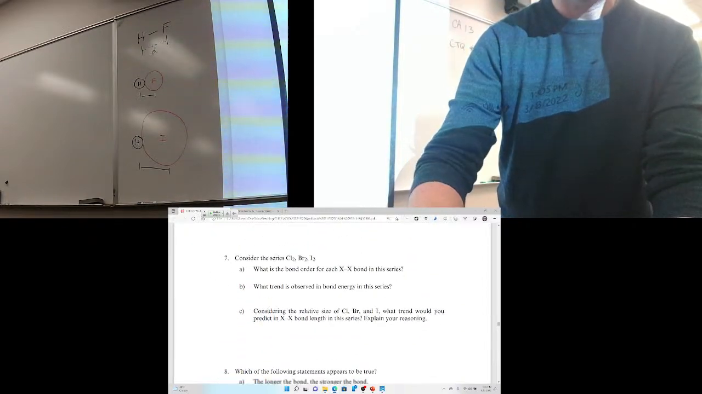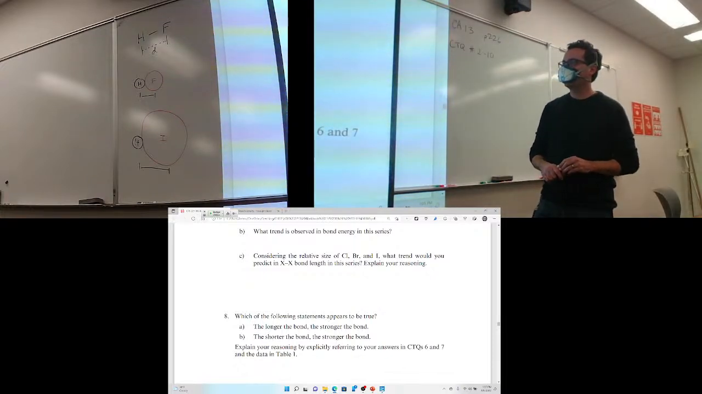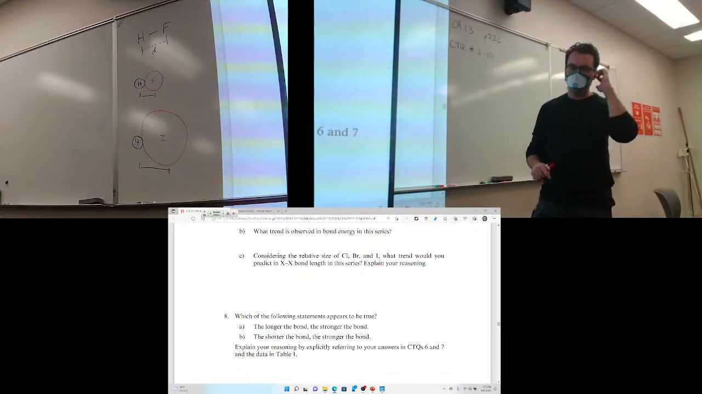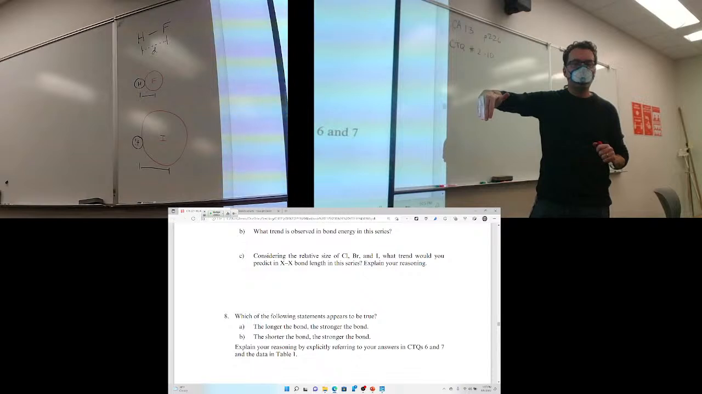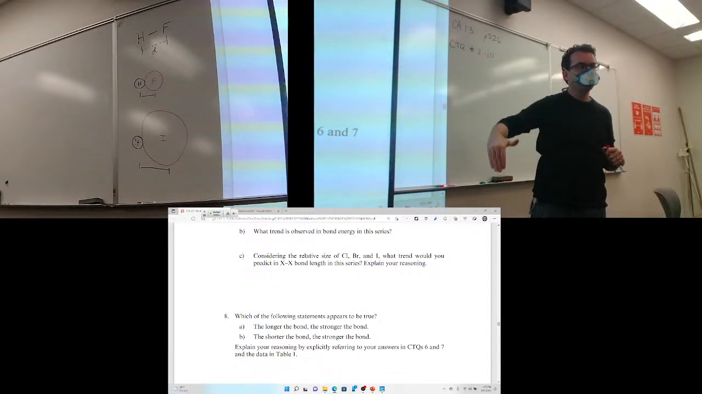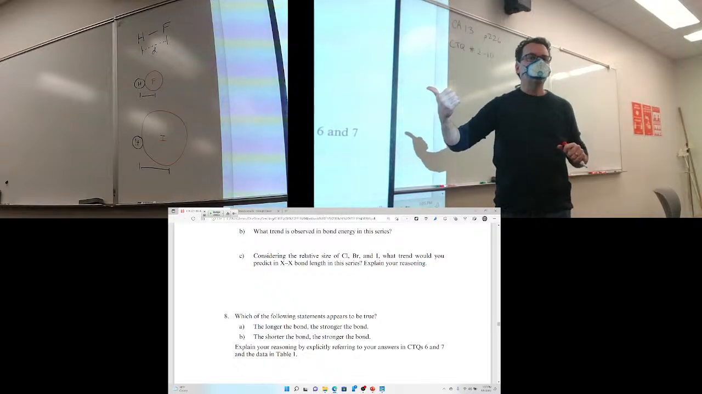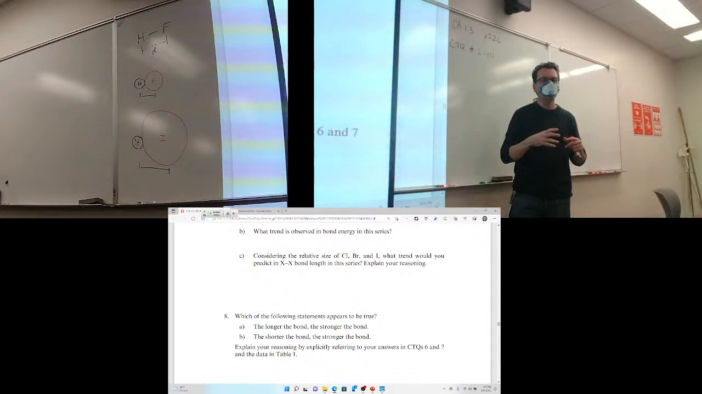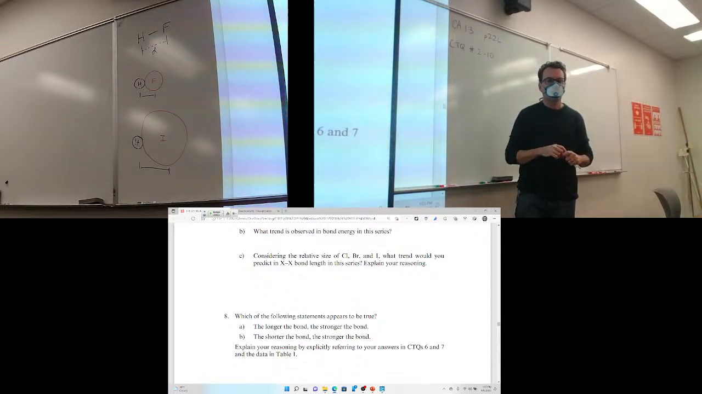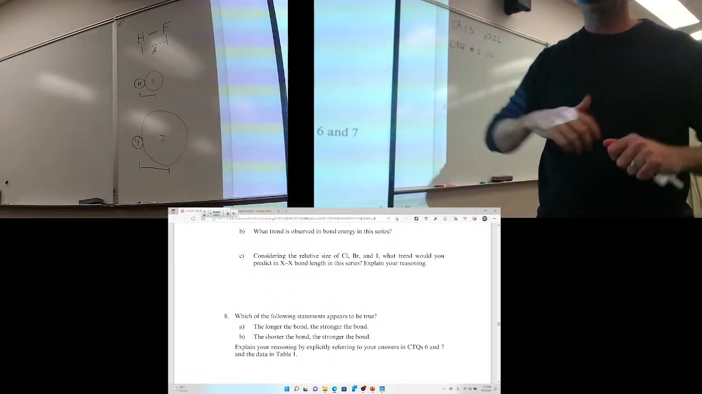Now, I think the next question is the most interesting. Which of the following statements appears to be true? The longer the bond, the stronger the bond, or the shorter the bond, the stronger the bond? So, as you go down the periodic table on the halogen side, the bonds get weaker, but they get longer. So the shorter they are, the stronger the bonds are. And this observation is actually true. In general, the shorter a bond is, the stronger it's going to be. So it's B. The shorter the bond, the stronger the bond. The longer the bond, the weaker the bond.